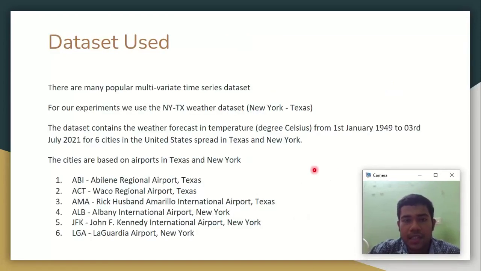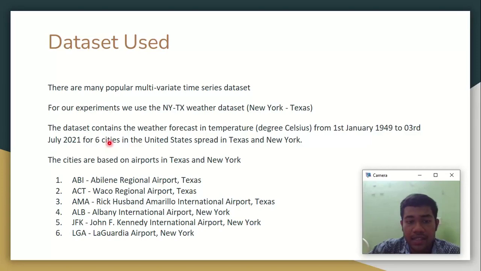So these were different error metrics which we use, based on which we are going to evaluate our models. Before we move to the models, first we need to discuss the dataset which we are using. There are many popular multivariate time series datasets. For our experiment, we are using the New York, Texas weather dataset, which basically shows the weather in degrees Celsius of different cities in New York and Texas from 1st January 1949 to 3rd July 2021, which is very recent.